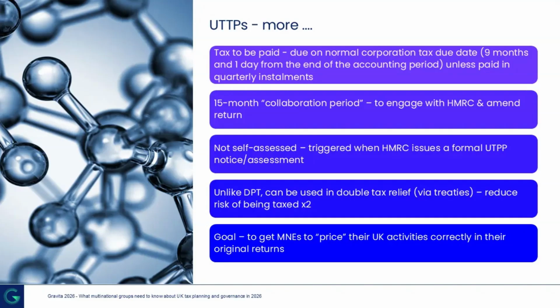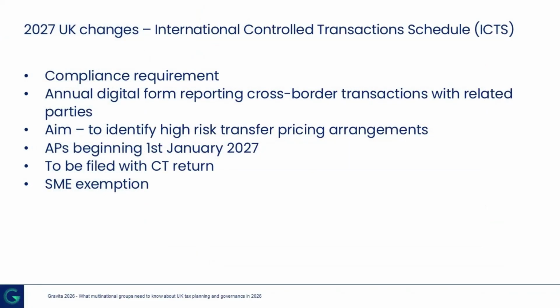HMRC, they enter into a 15-month collaboration period to discuss or almost amend your corporation tax return and put in a transfer pricing adjustment, which of course one would choose to do to try to avoid the 31%. This is really a bit of a stick, really, just to try to get companies to comply. So lots of wonderful new acronyms coming in.